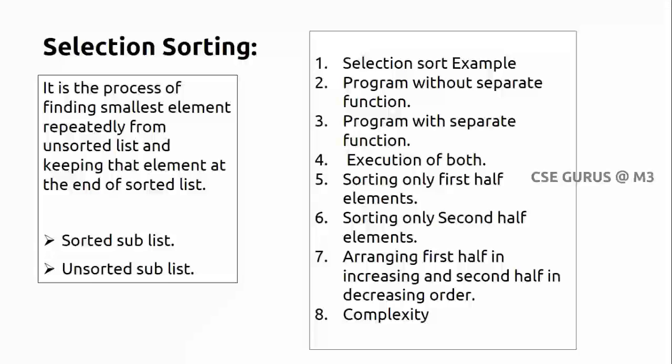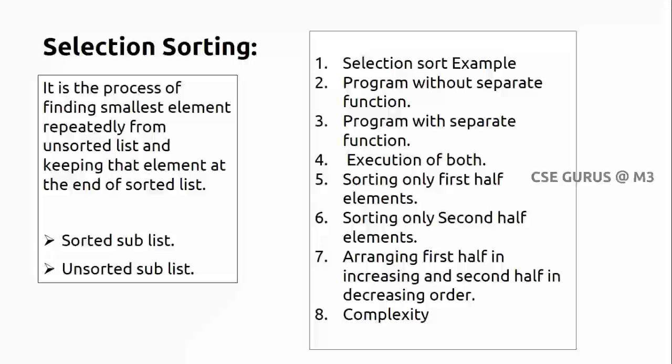I'll show you sorting only the first half of elements. If you want to sort only half of the elements, how to do it? Sorting only the second half of elements: what minor changes do I need to make? So that is all. And some questions will be asked, like arranging only the first half of elements in increasing order and the second half of elements in decreasing order.